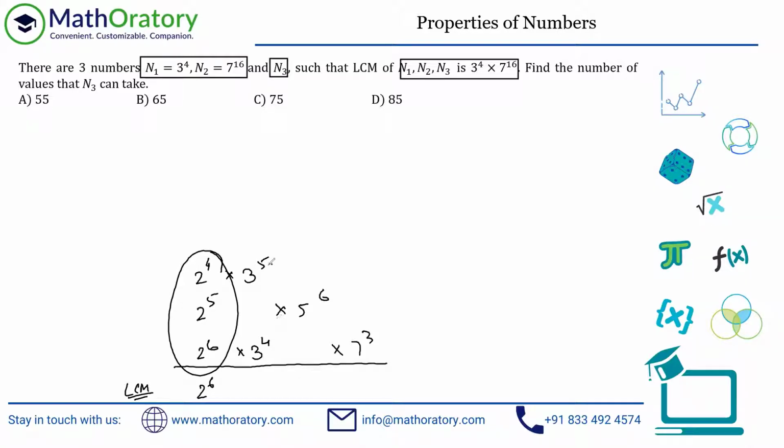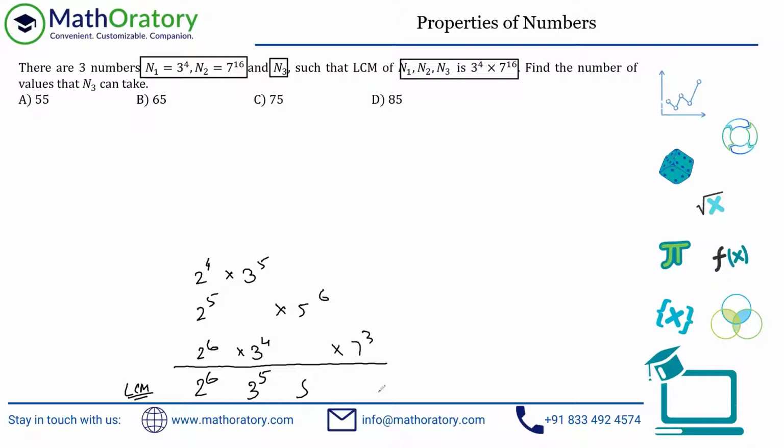Similarly, you can check this for the next prime, that is 3. We have 3 to the power 5 and 3 to the power 4. Let me just take this off and write this again. Effectively, it has to be a multiple of 3 to the power 5 in order to be a multiple of both of them. For 5 we just have 5 to the power 6, and for 7 we just have 7 cube. So effectively, this will be the LCM. If you want to visually understand this, you just take the highest power of each of the prime numbers, and that will give you the LCM.